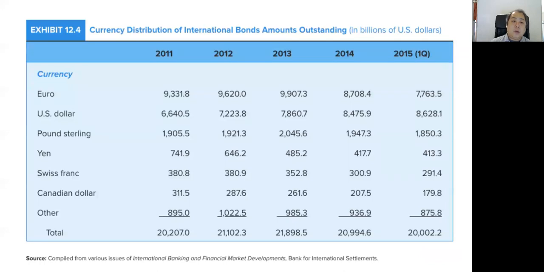If you look at exhibit 12.4, it provides a distribution of the amounts of international bonds and notes outstanding by currency, from year end 2011 to the first quarter of 2015. It shows that the euro, US dollar, British pound sterling, Japanese yen, Swiss franc, and Canadian dollar have been the most frequently used currencies to denominate issues.